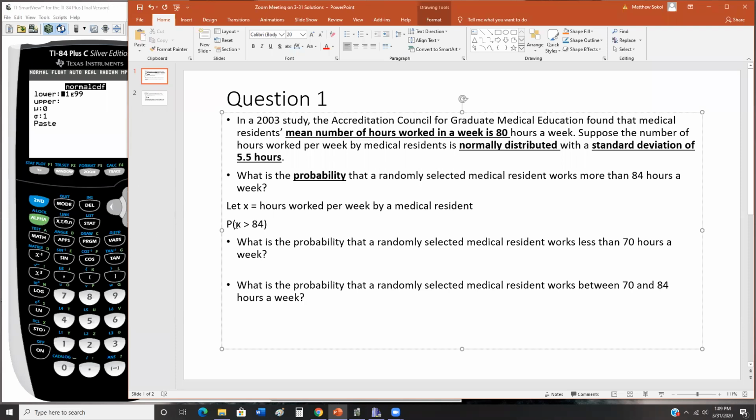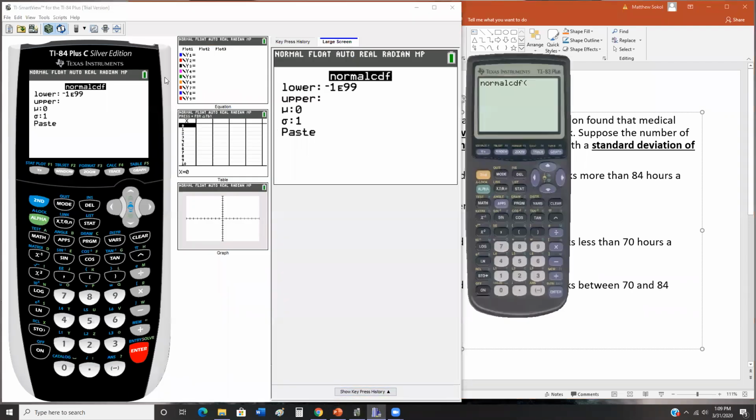Whenever they ask a more than problem, so I want to find the probability that this medical resident works more than 84 hours, the lower bound is that first value. So I want to start at 84. I'm going to put 84 in here and hit enter. On the TI-83, you put 84 and then press the comma button. I want everybody who works more than 84 hours, so for the upper bound you're going to put a ridiculous number, like 9999, comma. Over here, you're going to hit enter.